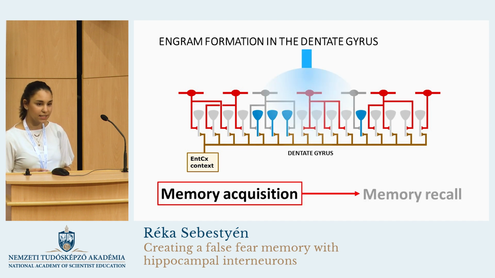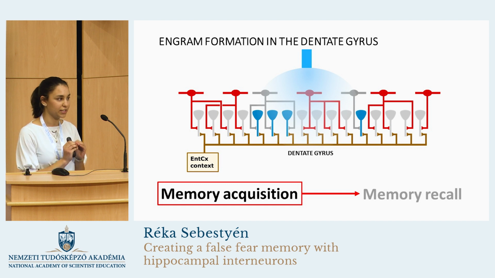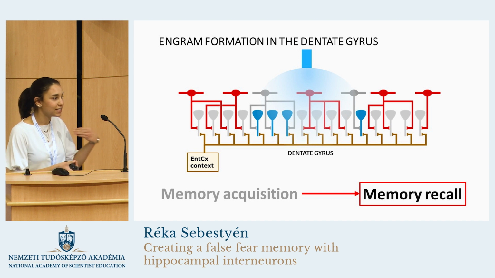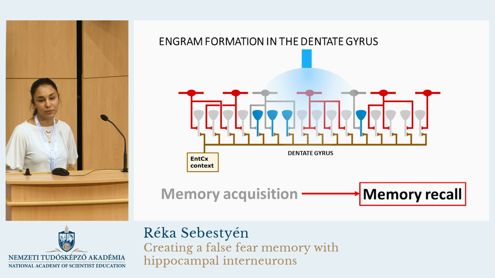So, we tested this via optogenetics, where we inhibited a subpopulation of these interneurons, so the principal cells would become more active during memory acquisition, and with this we formed a certain engram. And the next day, we re-inhibited the exact same subpopulation of interneurons, or we could also say we reactivated the exact same engram, and with this we found that we were able to recall the memory.